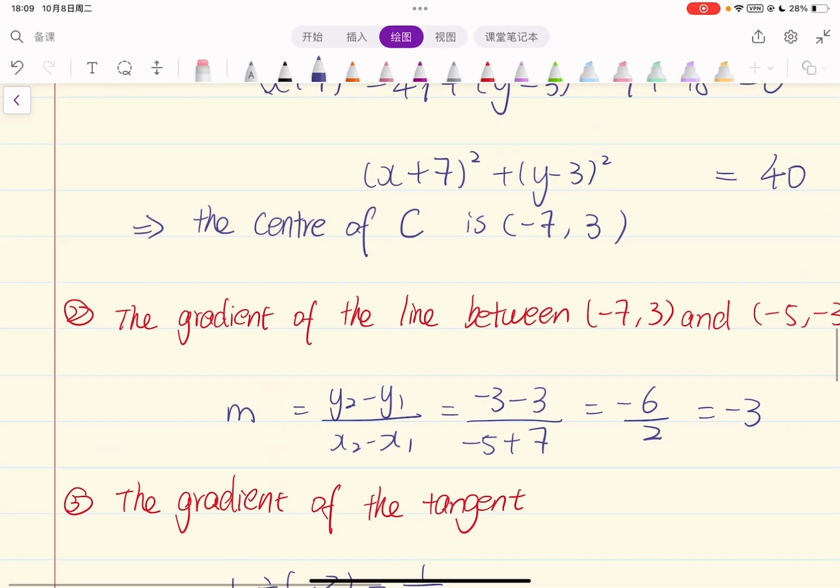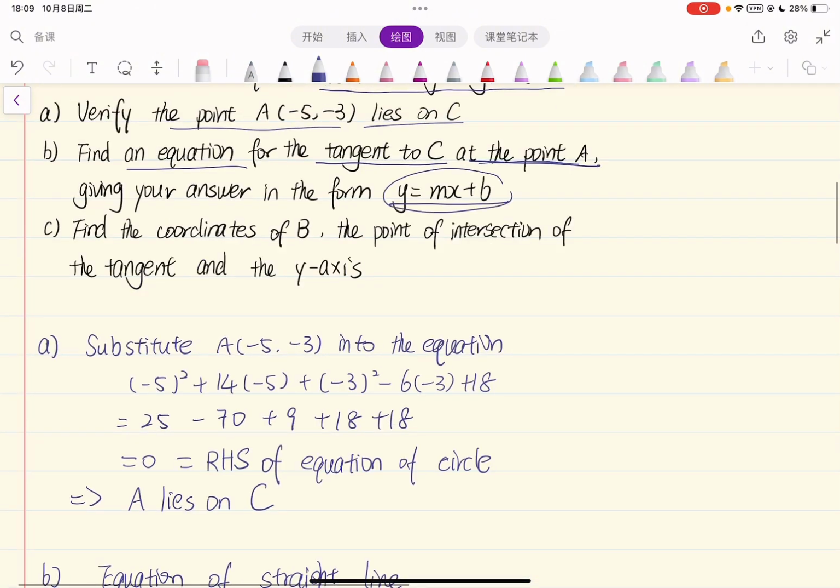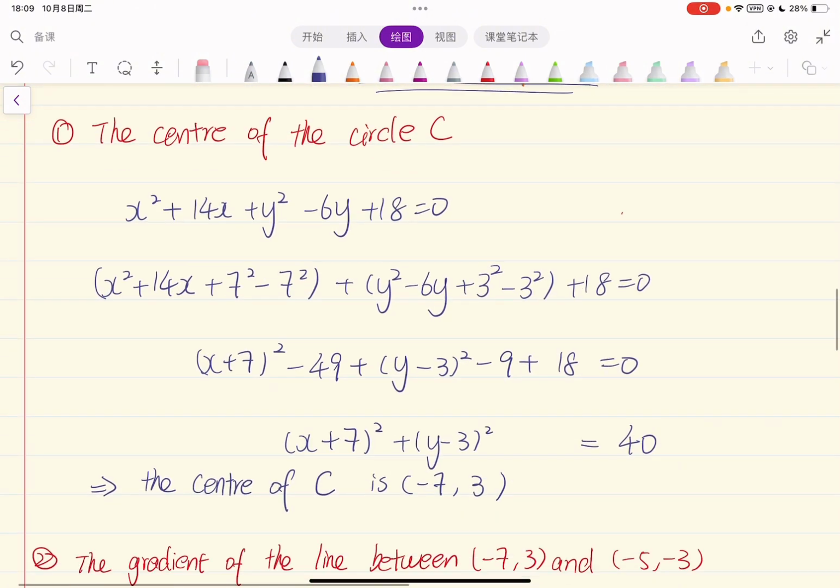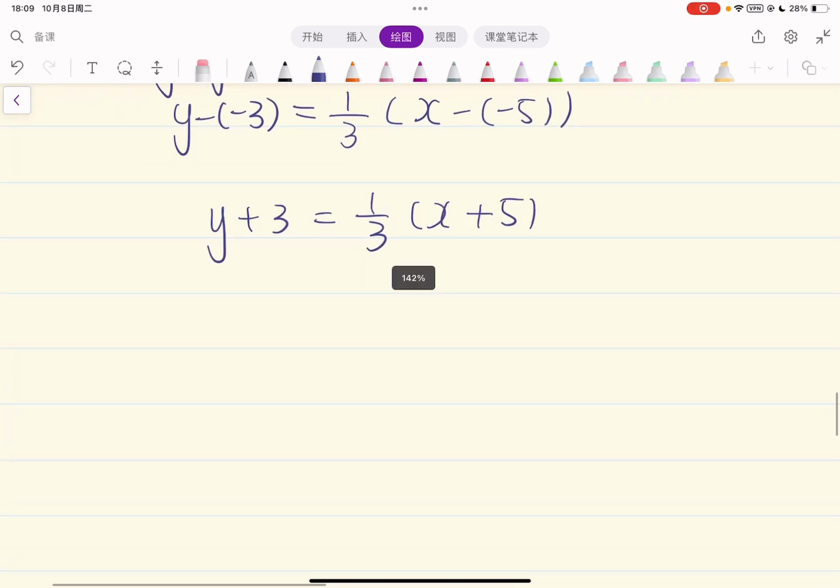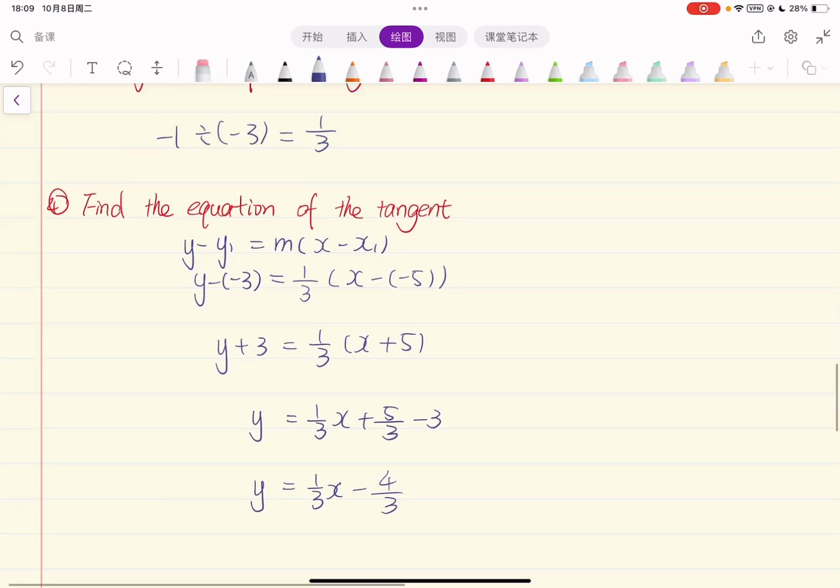Since the question asks you to write in the form y equals mx plus b, we need to rearrange that. We have y equals 1 over 3x plus 5 over 3 minus 3. So we left y equals 1 over 3x minus 4 over 3. So that is the answer of the part A question.